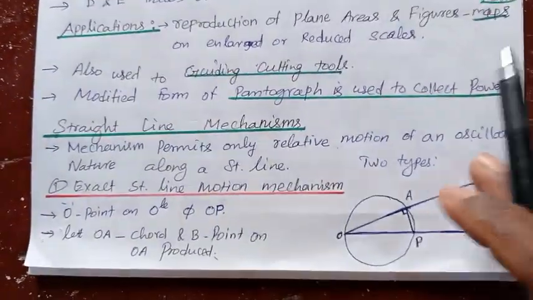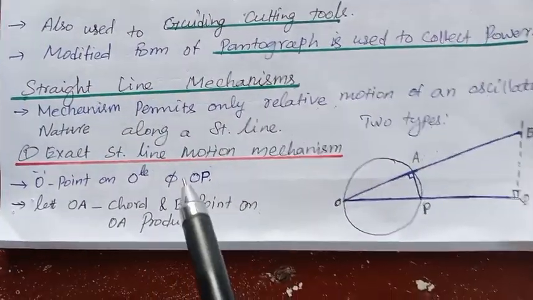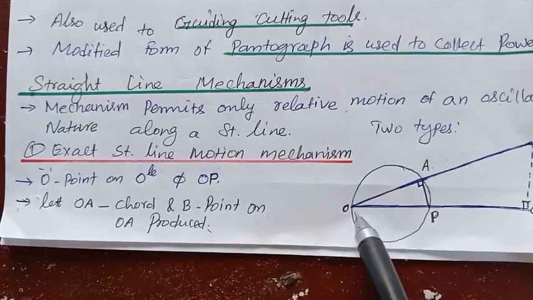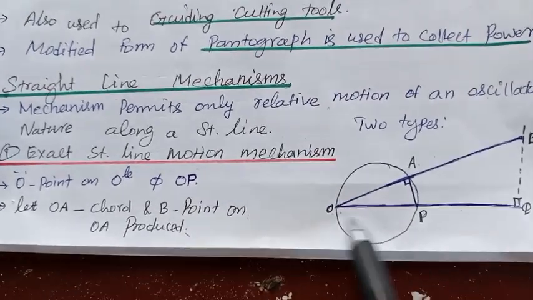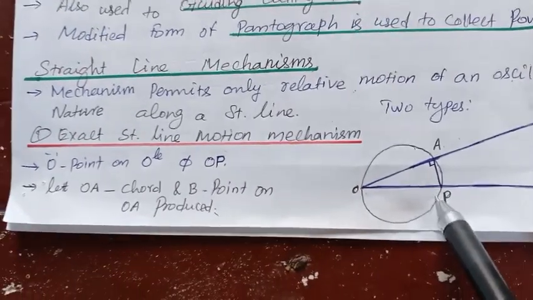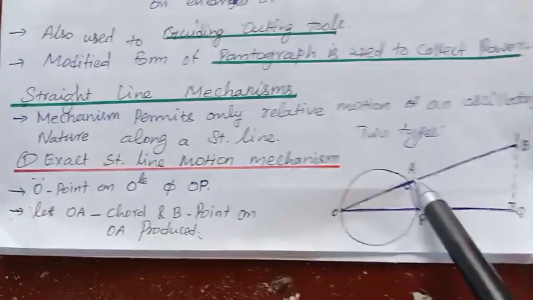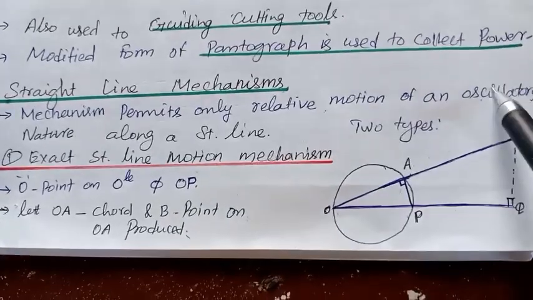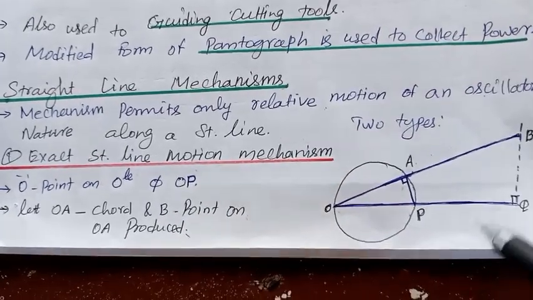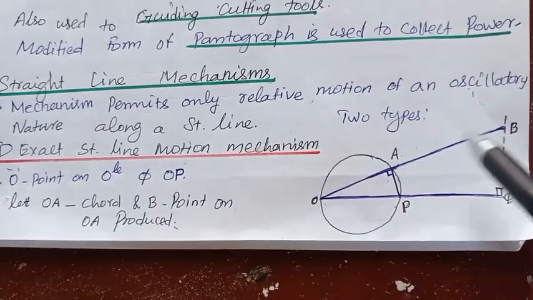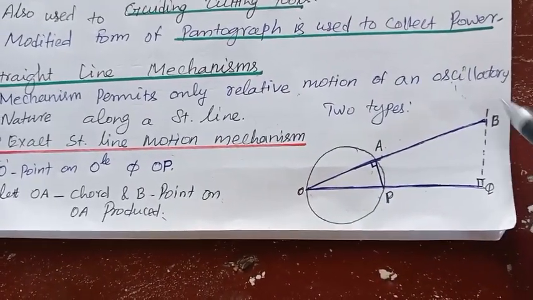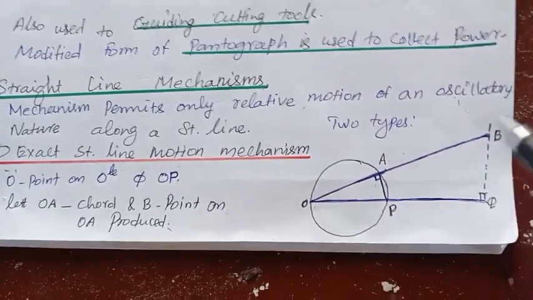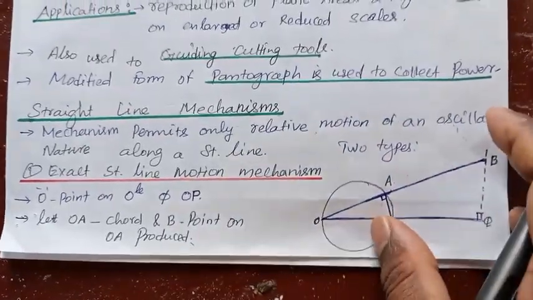Now you see the point O on the circumference of the circle whose diameter is OP. Let OA be any chord, and let point B be on OA produced, which means OA extended to some point. That point is B. This is the arrangement.